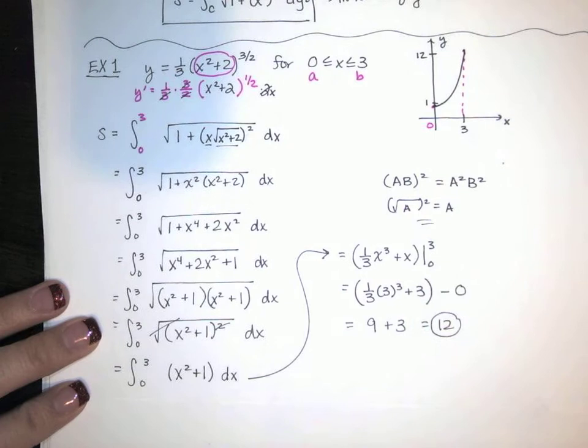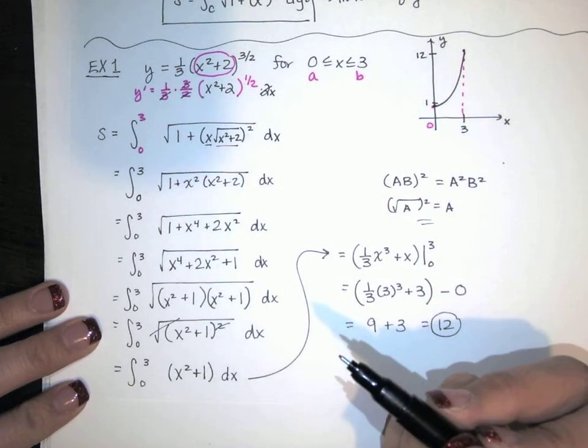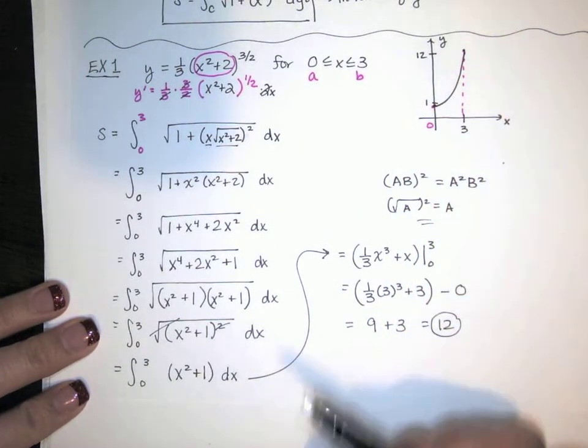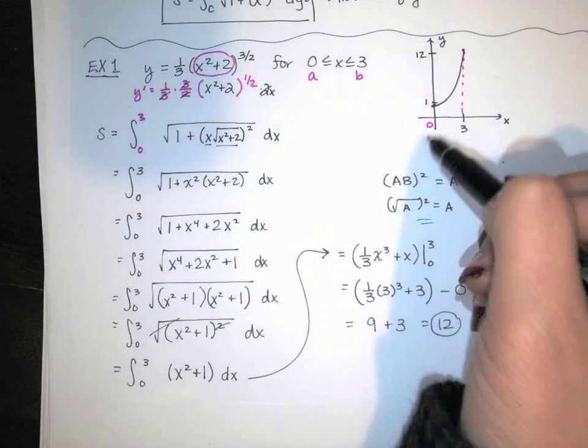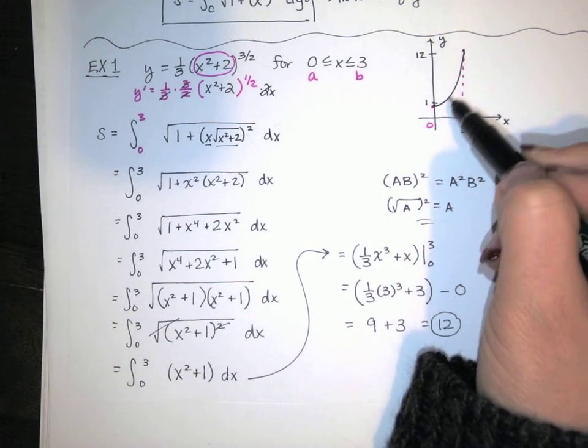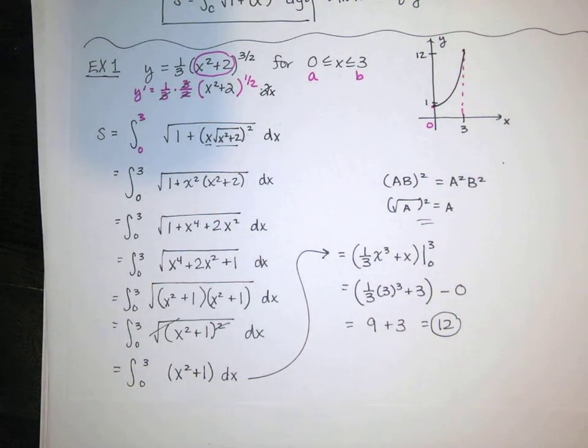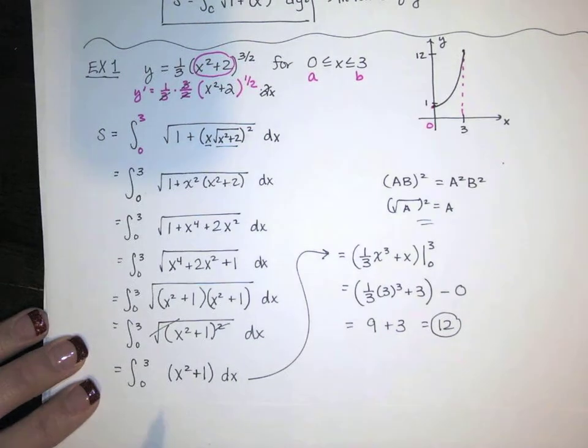It's 12 units long. If we were walking along that path, if this was in miles, it'd be 12 miles long. If that was 3 miles and that was 12 miles, our path here would be 12 miles long. Okay, so that's the first example.